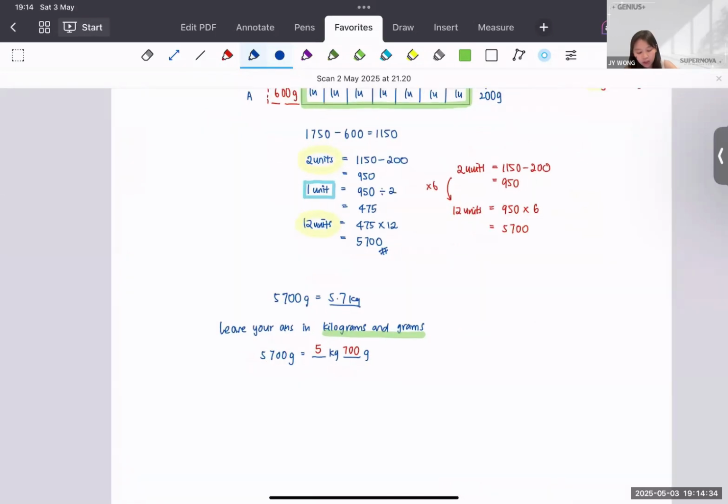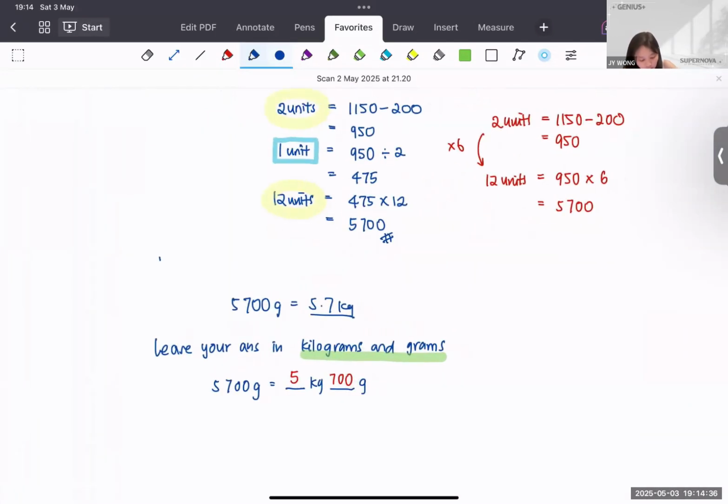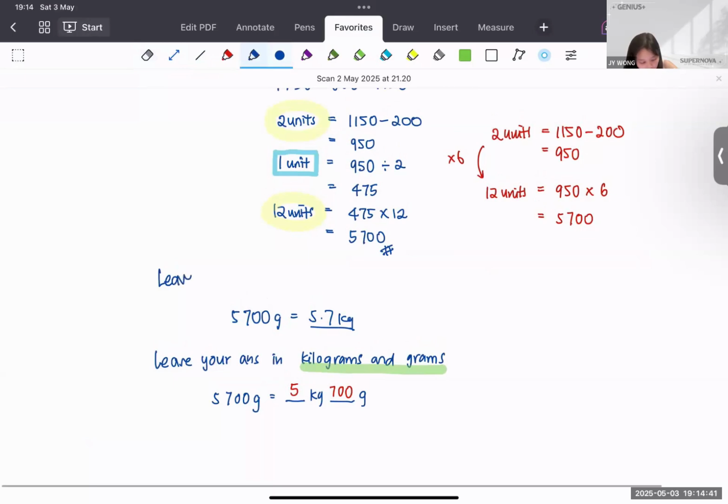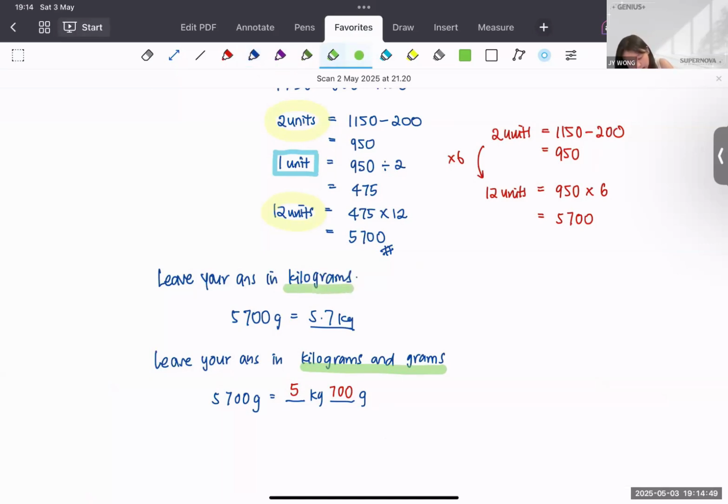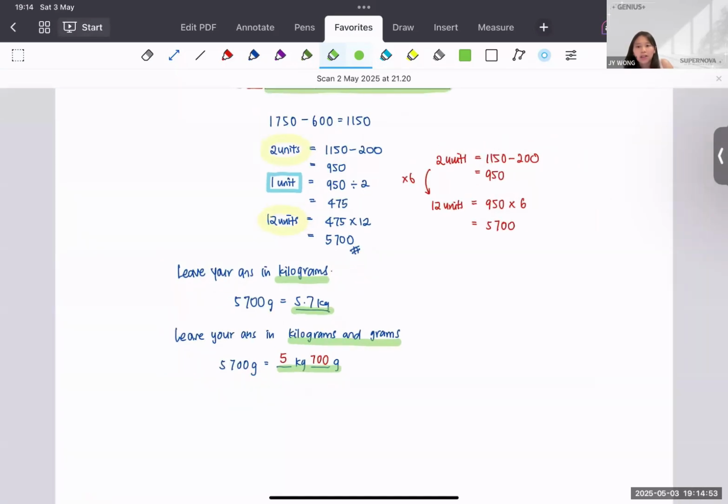So if they ask for kg, I'll just put a note here: leave your answer in kilograms. Then this will be the answer, in kg. If they ask you for kilograms and grams, this is your answer.